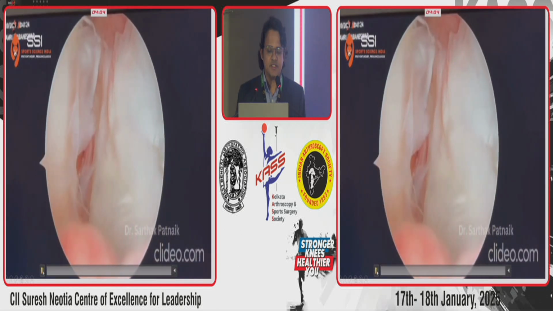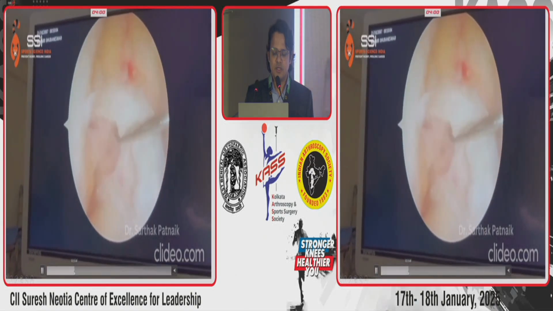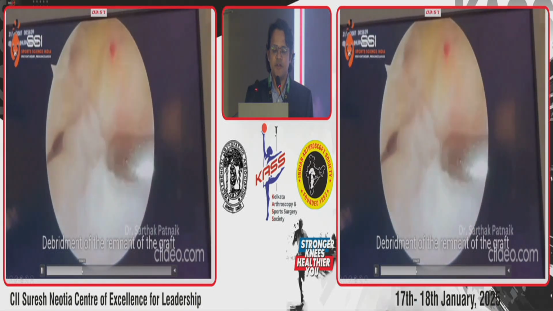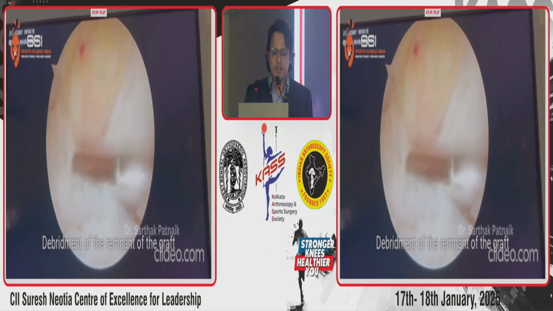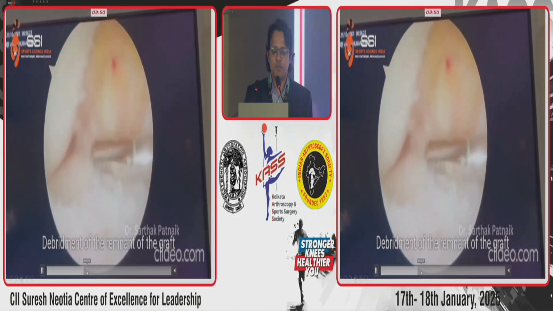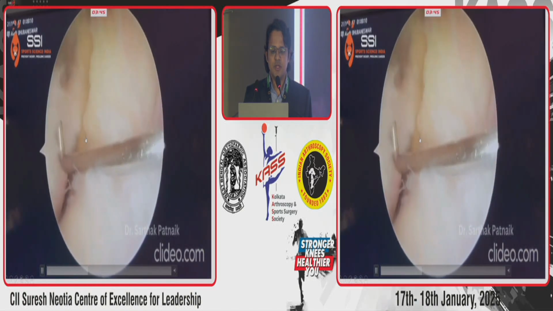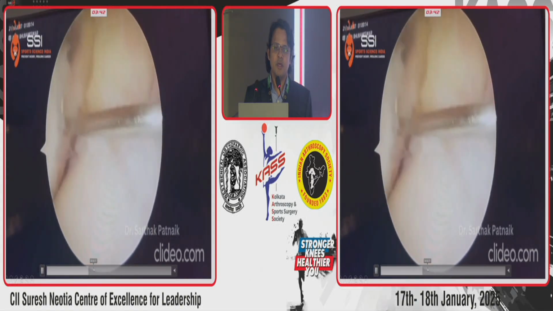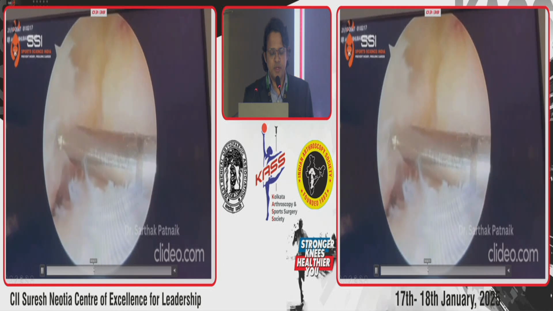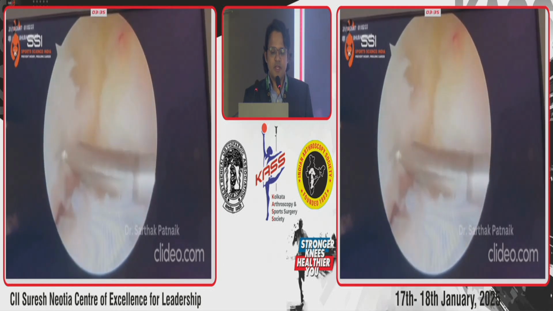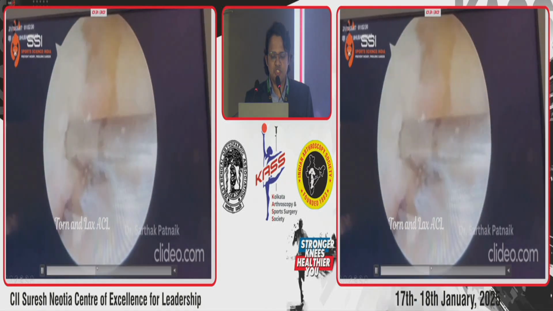if I save the ACL remnant, will I get a good hold of the tunnel positioning? So I debrided the whole remnant of the ACL graft at the femoral side and at the tibial side, to get a proper image of the tunnels. Now you can see the tunnel on the lateral side. I am trying to point my femoral tunnel, and I got a point here. Then I put my beath pin and aim it at the tunnel, because I can see I am still far away from the posterior cortex and I am getting a good purchase.